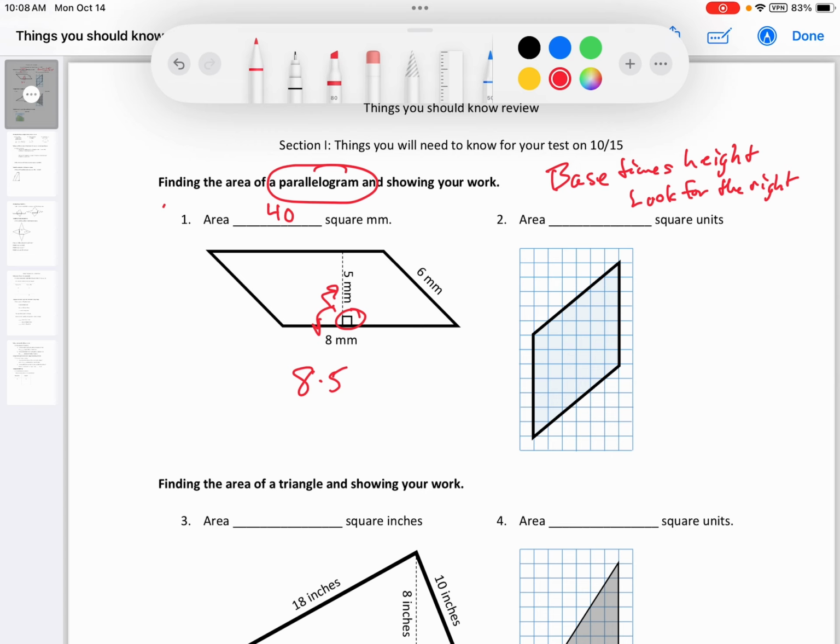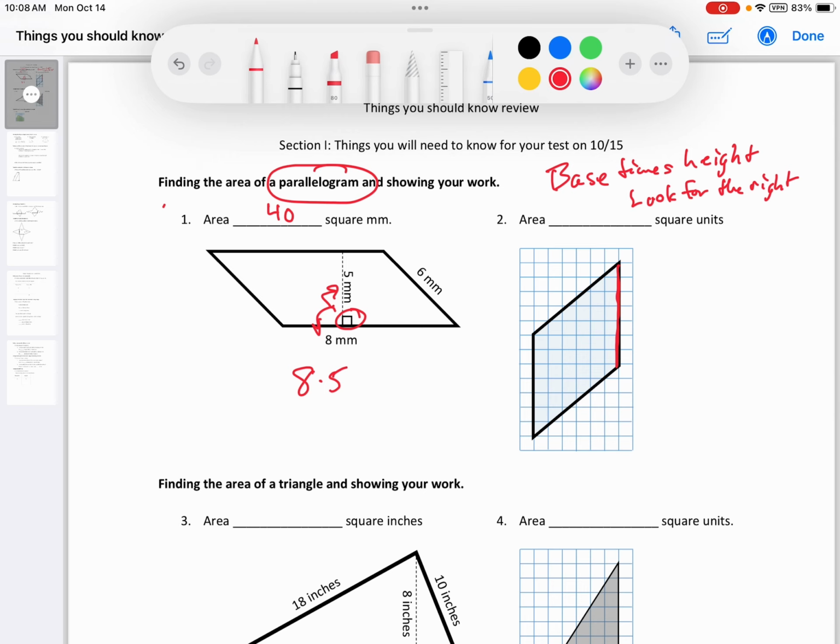In number 2, the problem is that it doesn't give us any numbers, so we will have to find our own. I could try to use this as the base, but I can't know how long that line is because it's not horizontal or vertical. It is oblique. So I won't use that as the base. Instead, I can use this as the base because it goes vertically, so therefore it goes along the grid lines.